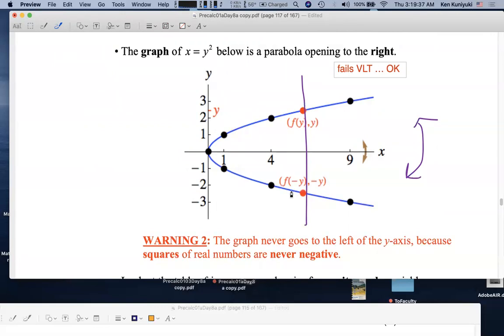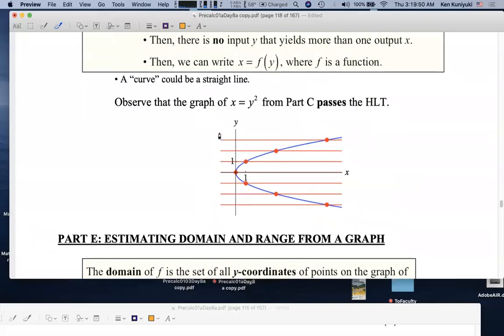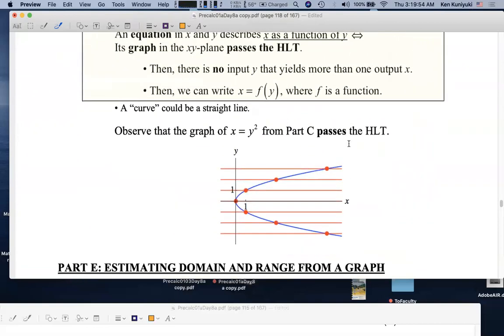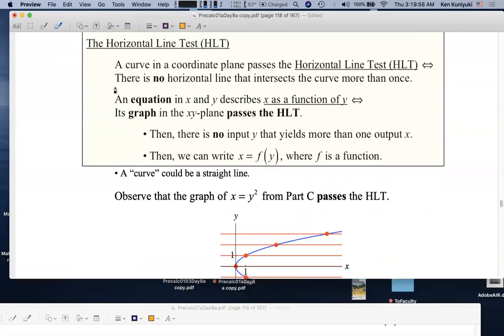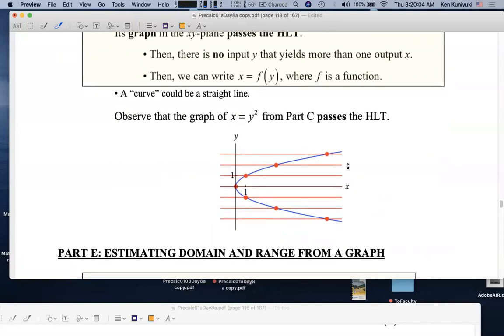However, we do need it to pass what? We do need it to pass the HLT, which is the horizontal line test. If you look at these horizontal lines, notice there is no horizontal line that intersects the graph more than once. 1 point, 1 point, 1 point, and so forth. This graph passes the HLT, the horizontal line test.